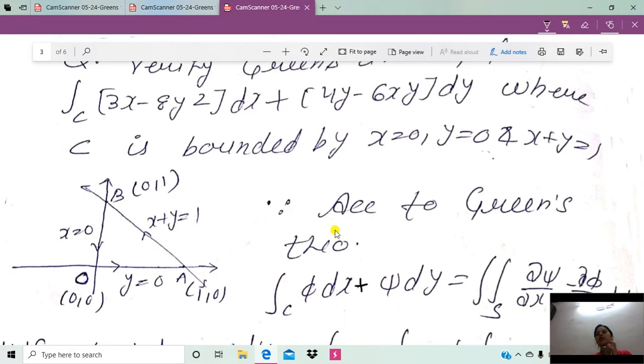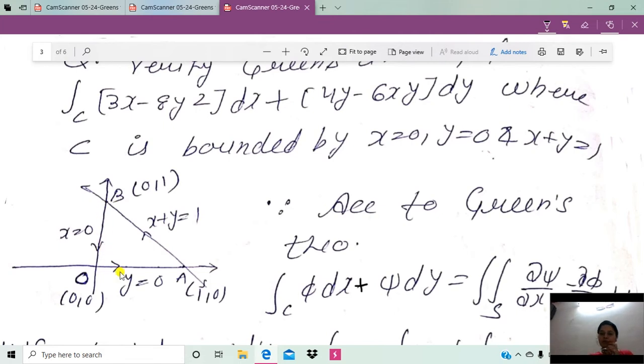And in order to verify Green's theorem, we have to show that the left hand side is equal to the right hand side. So starting with the left hand side, to evaluate it along the curve C, it has to be split into three parts. First along OA, which is the line y = 0, then along AB, which is the line AB, and the third along BO, which is the line x = 0.